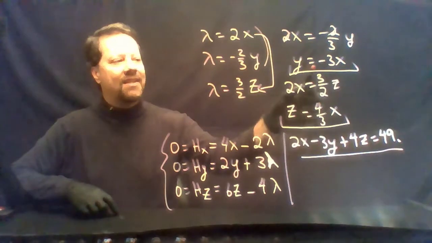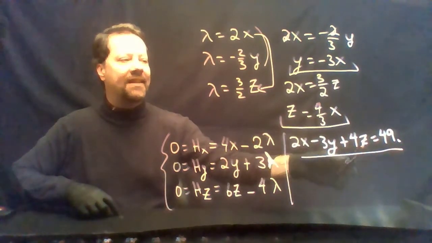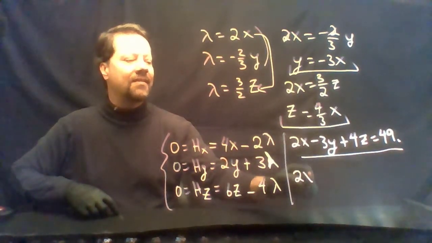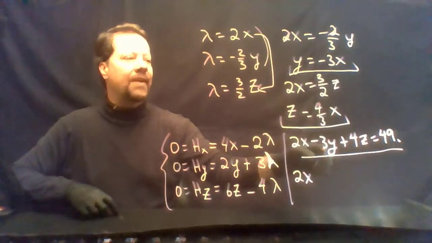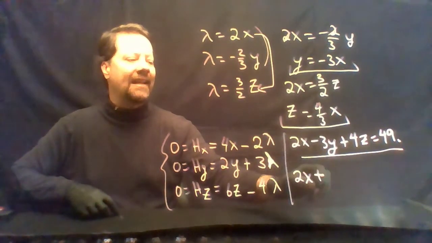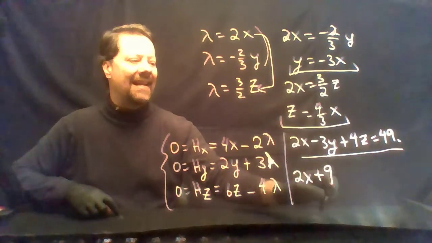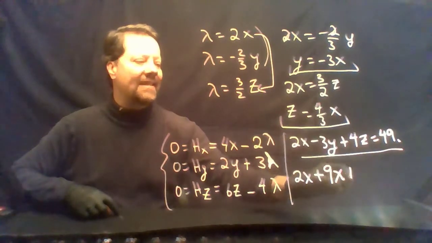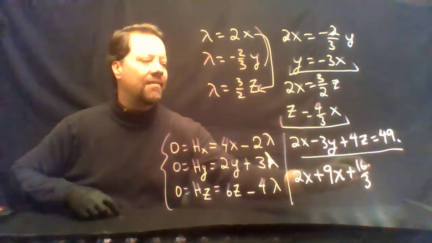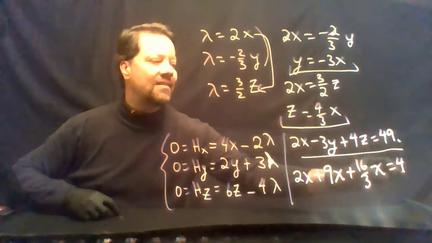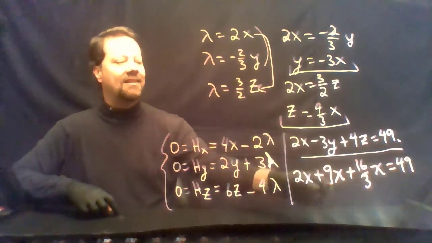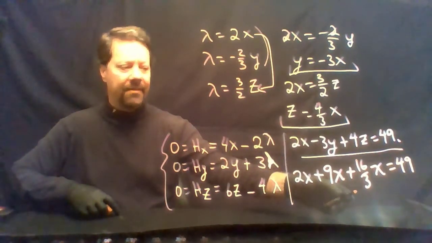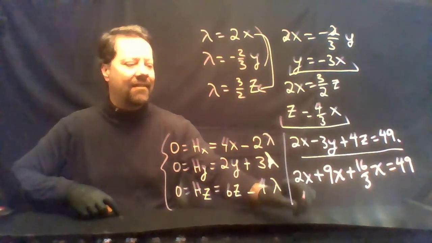Now, we'll take these two equations and replace y and z with quantities involving x. We'll have 2x minus 3y. That's going to be minus a negative 3 times 3 is 9x. Plus 4z. That's going to be plus 16 thirds times x. Still equal to 49. 9 and 2 makes 11. 11 is 33 thirds. Plus 16 makes 49 thirds.